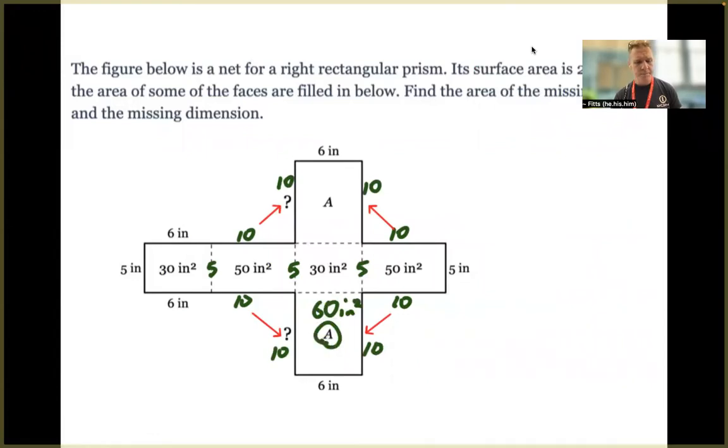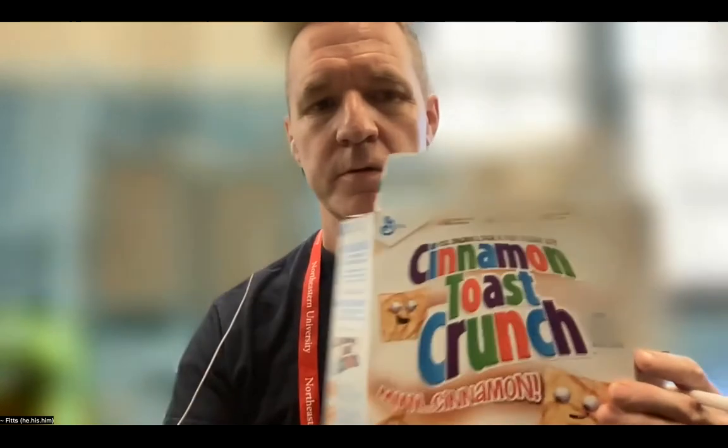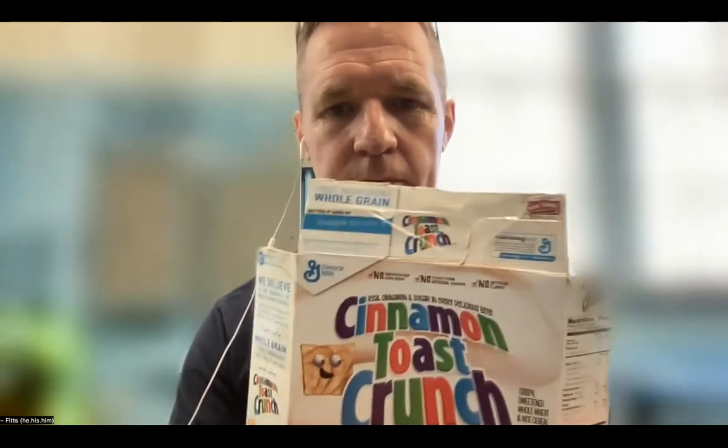So let's take a look at what I was talking about with the connected faces. So if I have my trusty cereal box, here's my cereal box, right? Cinnamon Toast Crunch.